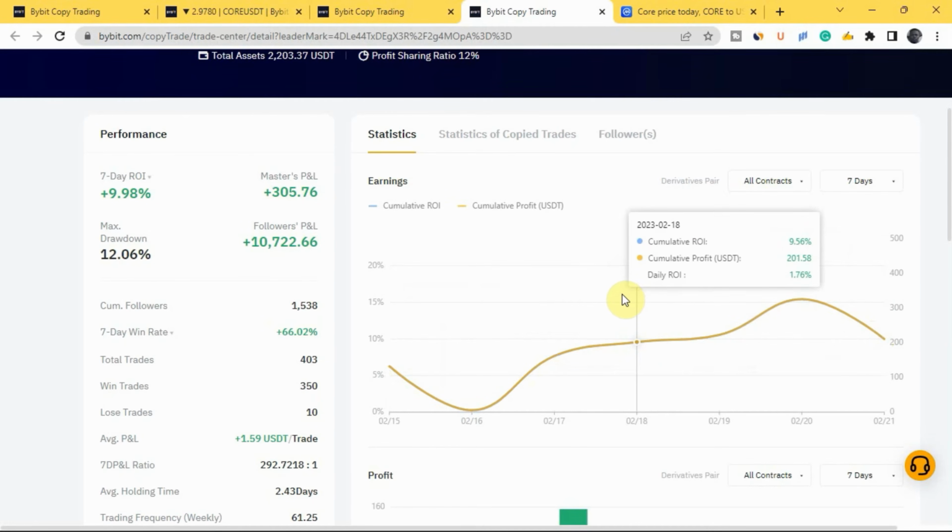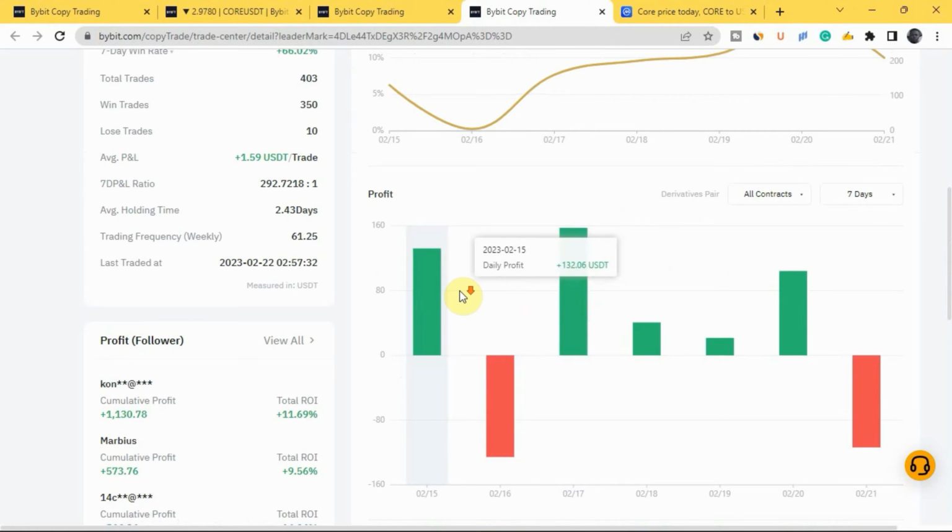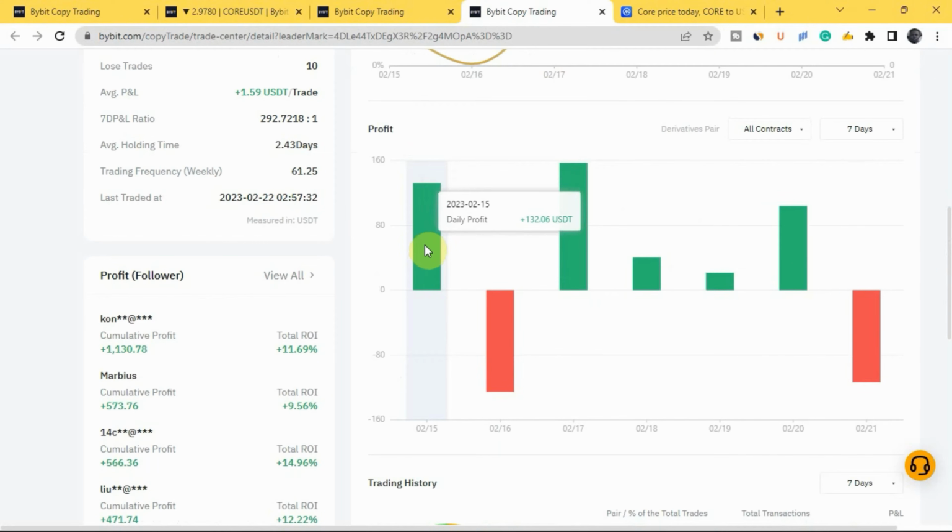So you can see how much this person has been making every day, and you can see it right here on the daily profit. This was $132 right here. Right here, this person lost $125. He made $157 right here, made $40 right here, and then made $21 right here, and made $104 right here, and then the person lost $113 right here.